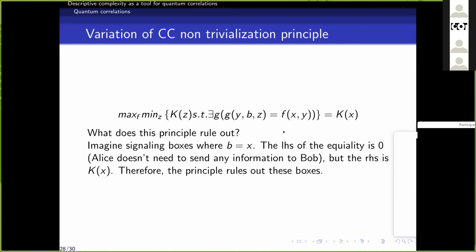And not only this, any transformation from Alice's input will be ruled out by this. So if the output of Bob's box is any transformation on Alice's input that keeps the information, it will be ruled out by this principle. So this is a principle that we think is reasonable for any pair of physical boxes. It is inspired by the non-trivialization of communication complexity, but it goes a bit beyond and takes into account this scenario.